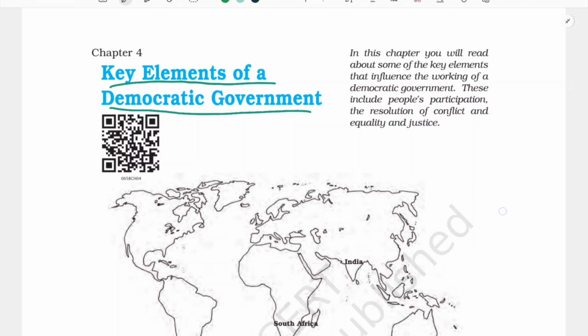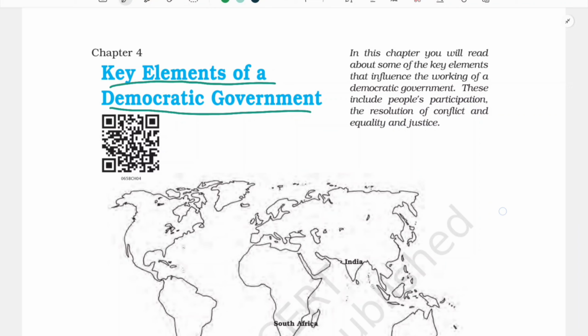All right, so in this chapter we are going to learn especially about people's participation in forming the government, what the roles of the people are, how the people keep the government or the ruling power alert, how the people also participate in the resolution of conflicts, and how it creates equality and justice.